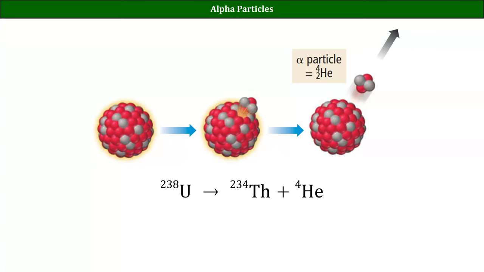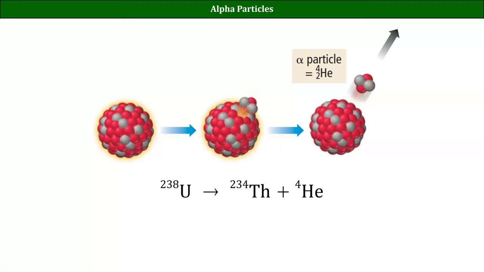So it's a relatively large chunk, and it's just two protons and two neutrons, which is one of the most stable nuclei that there is. And so the uranium is just sort of shedding pieces of itself in the shape of a helium atom.